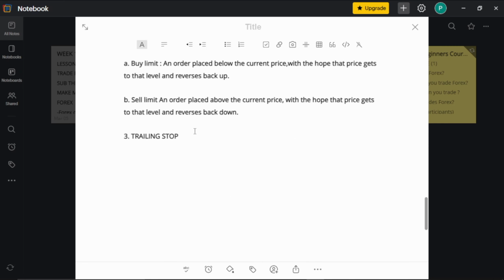We've talked about trailing stop. Do I need to write a note about this? I do not think I need to write a note about this, but let me just give you a bit of a write-up.